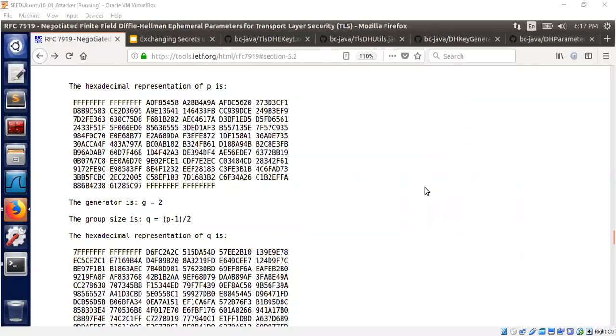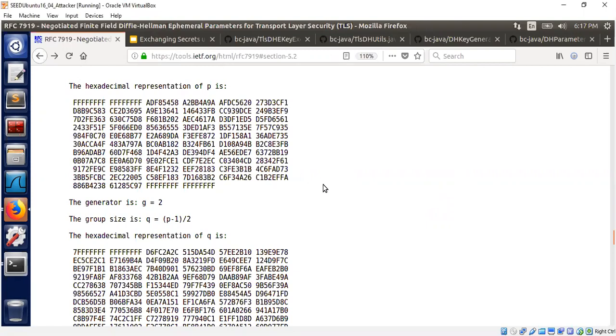Hi, welcome to this video series on Diffie-Hellman parameter setup. We have been talking about the properties of the group, generator, and subgroup, and so on. In this segment, I wanted to take a look at RFC 7919, which is a publicly available document, as you can see from the tools.ietf.org site.